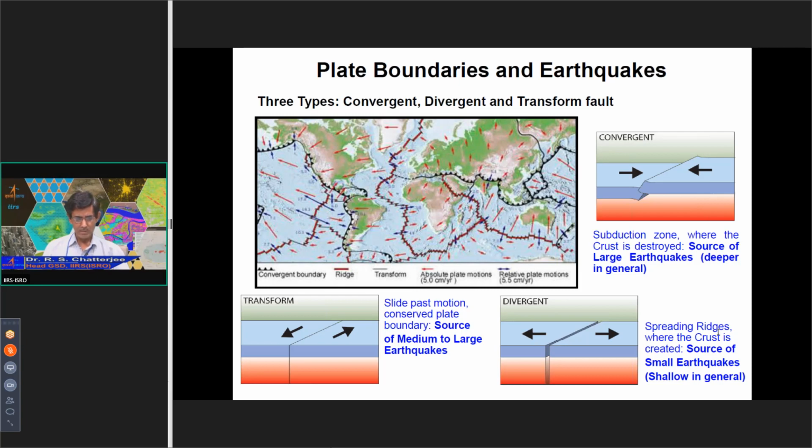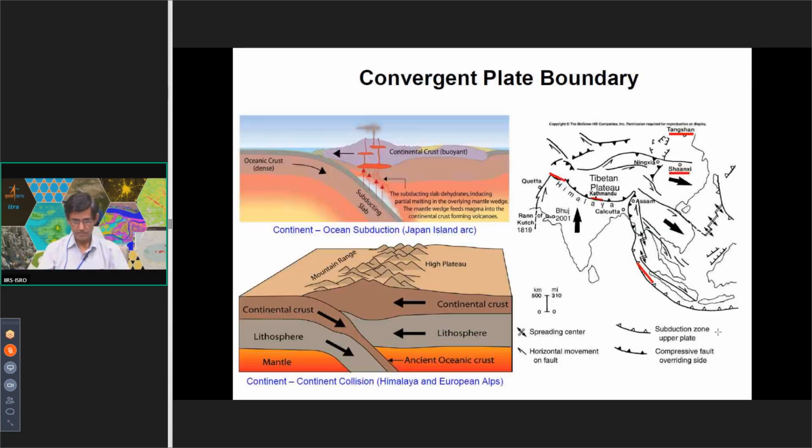So in between these divergent plate boundaries are these mid-oceanic ridges. These are transform faults, you can see in the illustration. Absolute plate motion is mostly 5 centimeter per year, and relative plate motion around 5.5 centimeter. In the case of this Indian plate, the movement is around 5 to 5.5 centimeter per year.